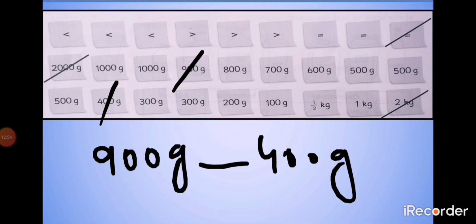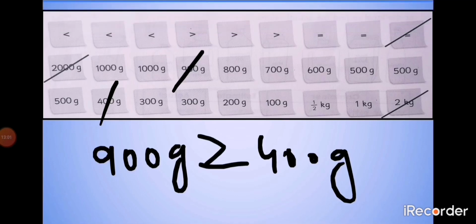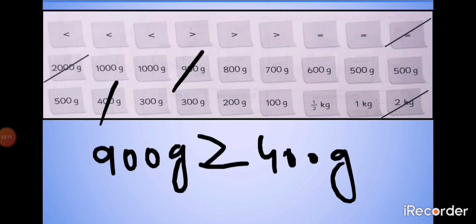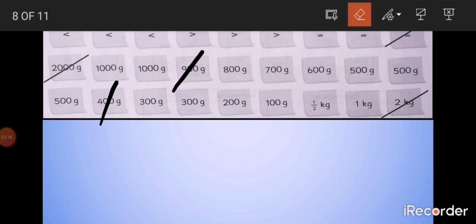So we'll put the greater than sign here. The open end of the symbol is towards 900 and the pointed end is towards 400. Now I write my answer here: 900 grams is greater than 400 grams. Done? Now again we choose another one. We will not follow the pattern. We choose it randomly. Now I'm choosing 1000 gram and suppose I'm choosing 500 gram.